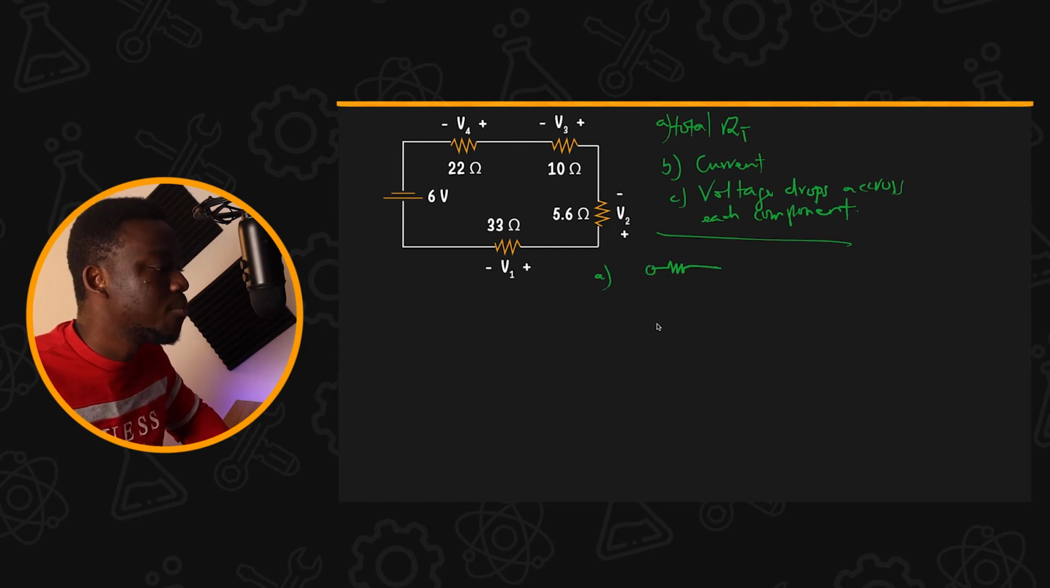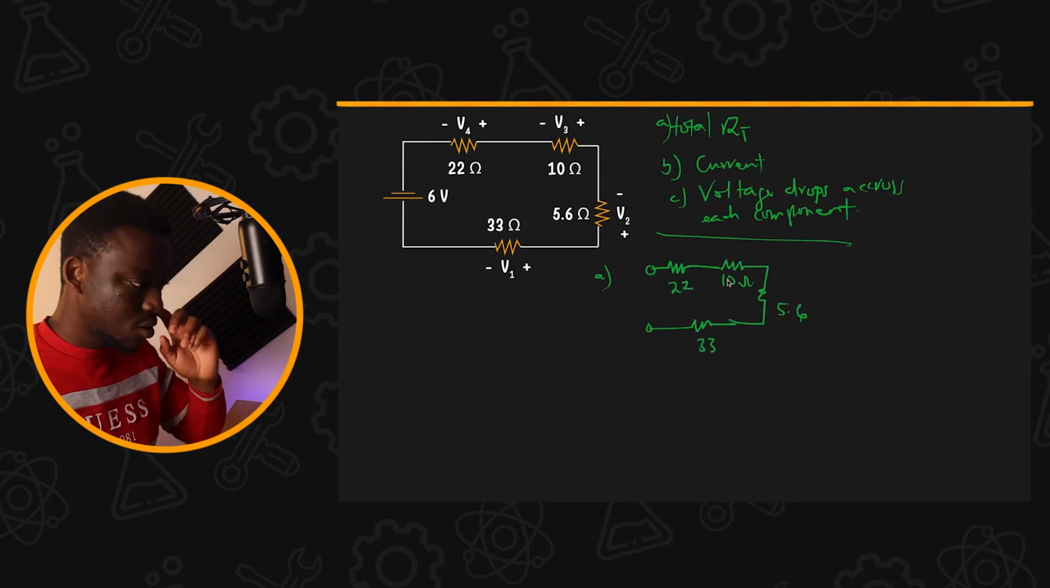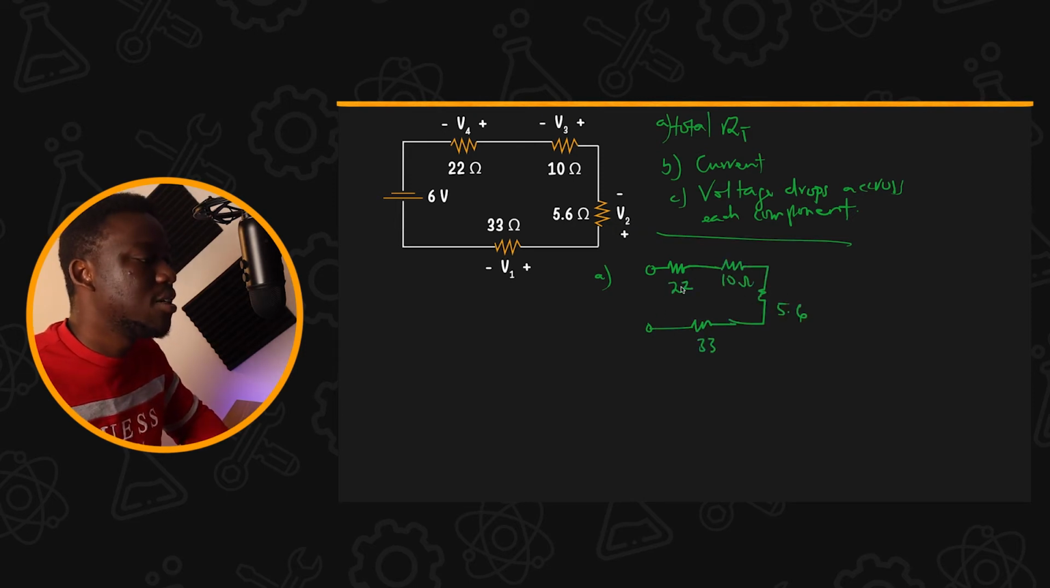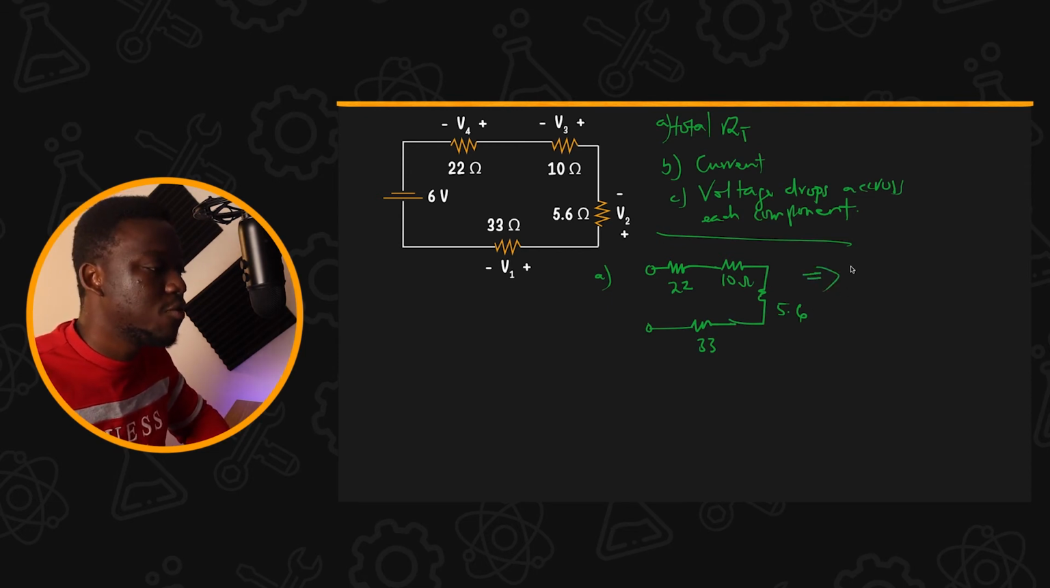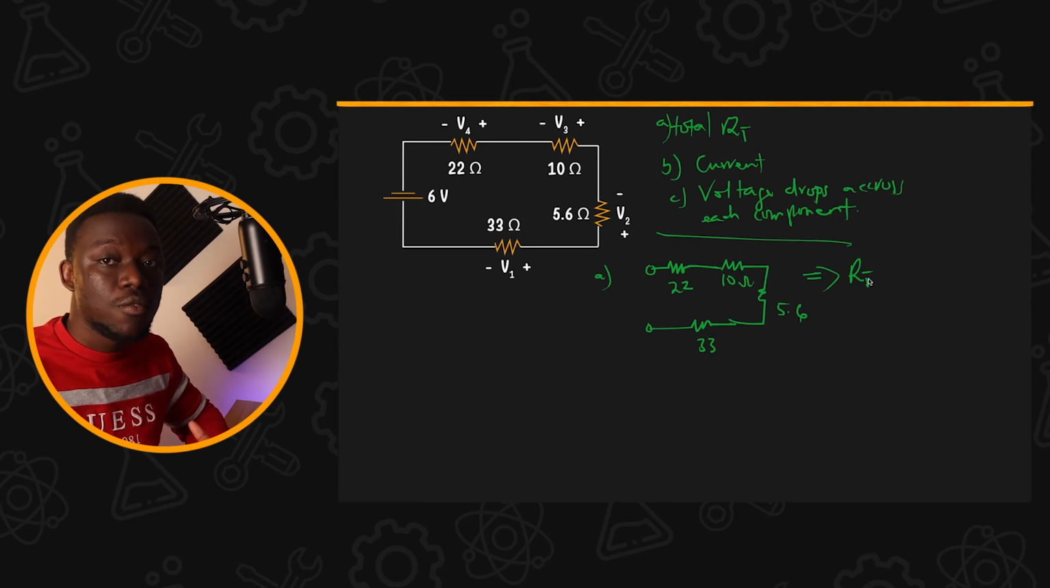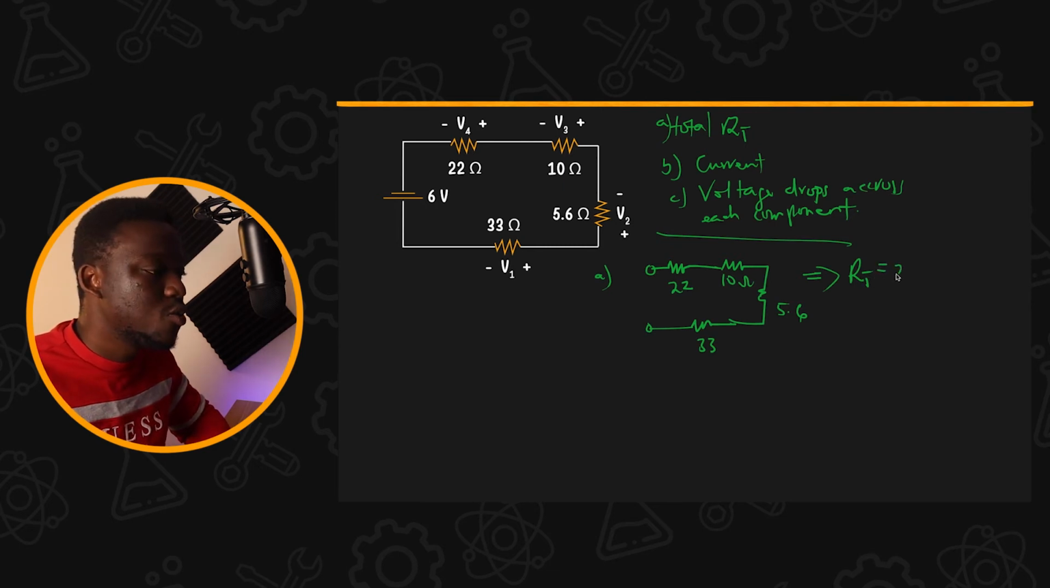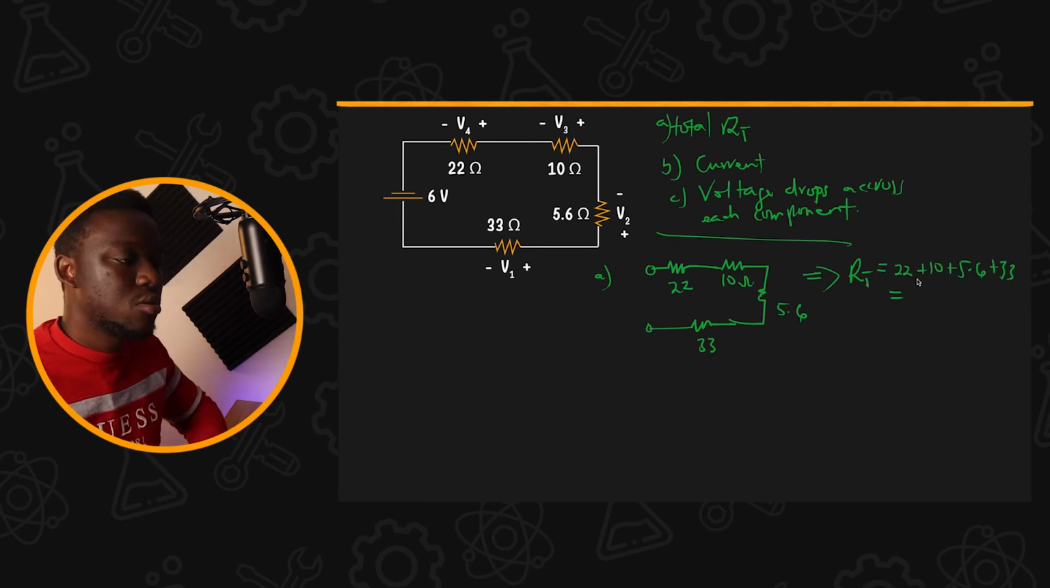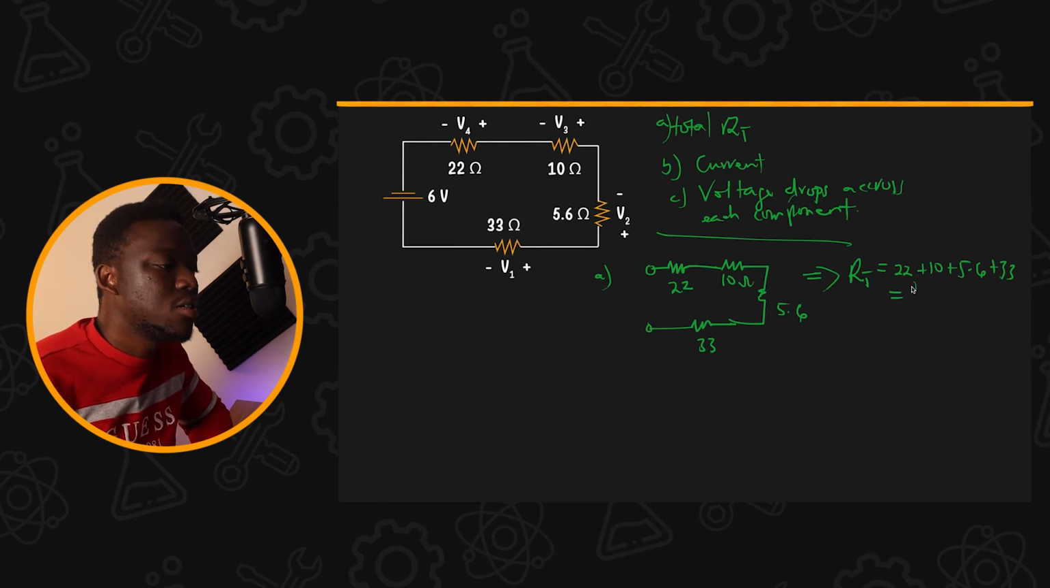So we're going to open that particular part of the circuit, and then we're going to have this resistance here and then this resistance. Okay, so basically we can see that these resistors are all in series, and so that's pretty straightforward. So RT is basically the summation of all these resistors. So you have 22 plus 10, so the total gives us 70.6 ohms.